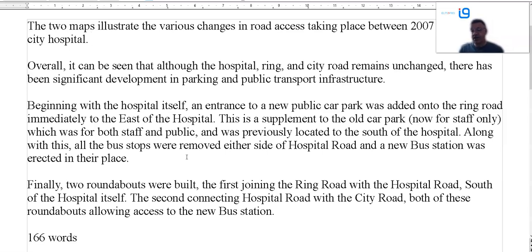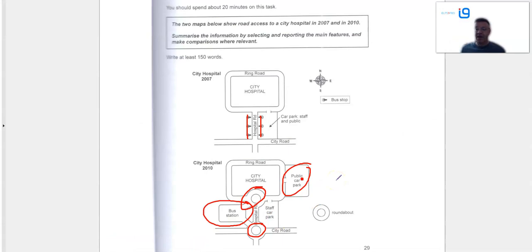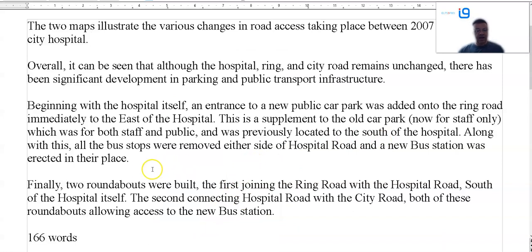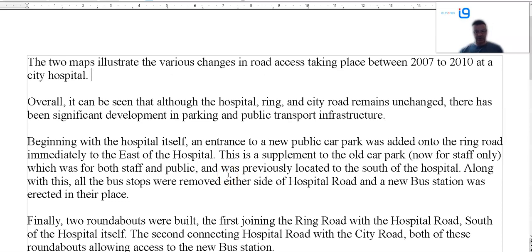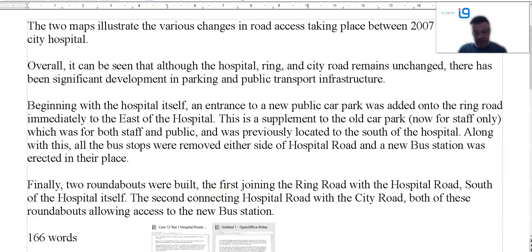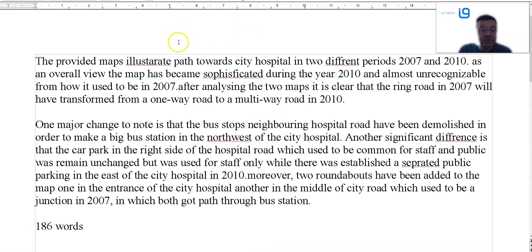So, as you can see, I'm moving down. Yeah? So, a logical thing here will be to start at the top and come down, yeah? So you've got the car park, bus station, and talk about the roundabouts at the end, which is what I do. And finally, two roundabouts were built, the first joining the ring road and the second connecting, etc. Okay? So you can see that there. I'll just leave that. You can see it all.